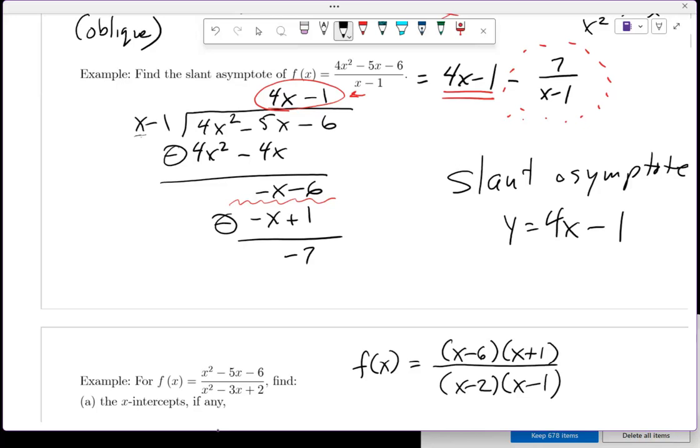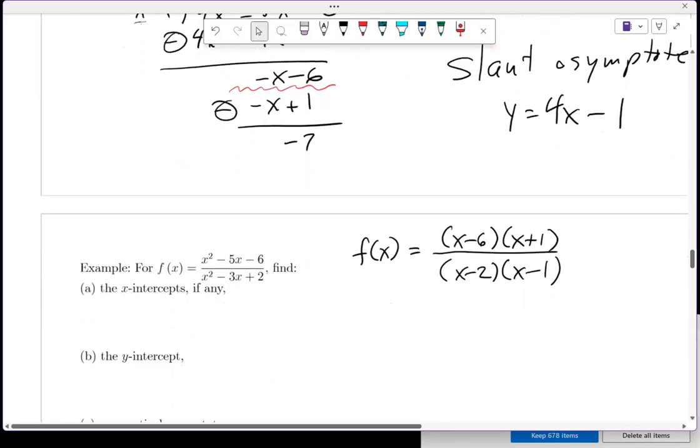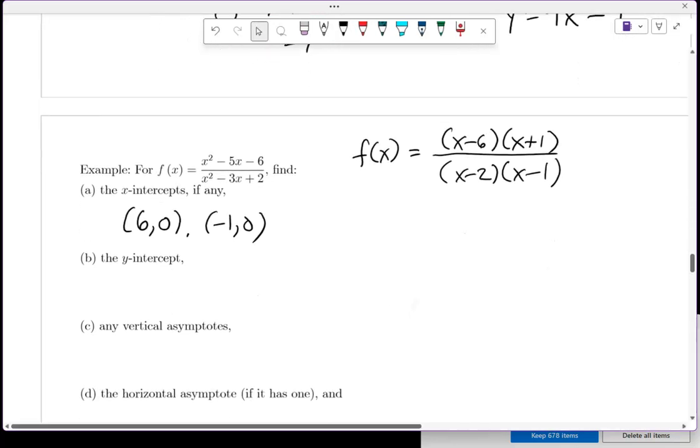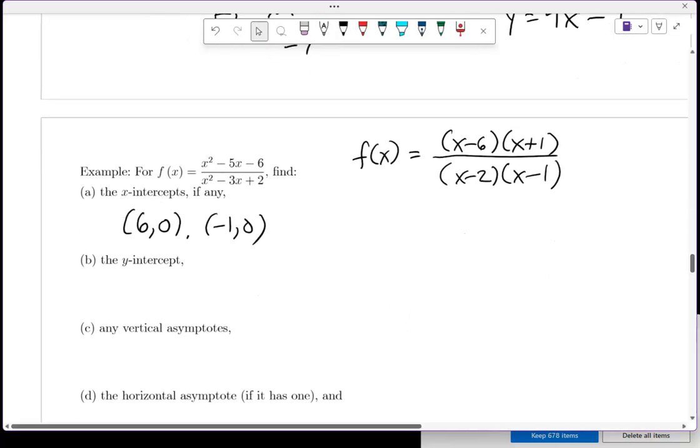So what are the x-intercepts for this one? What makes the numerator 0? 6 and negative 1. So the x-intercepts are (6, 0) and (-1, 0). Let's do part C, and then I'll go back to part B.